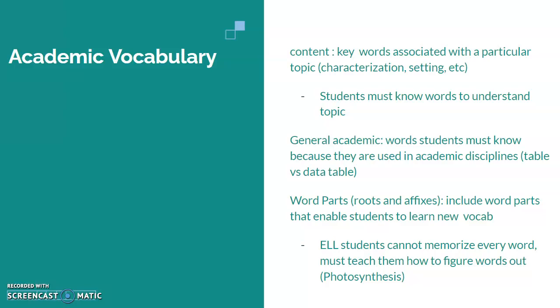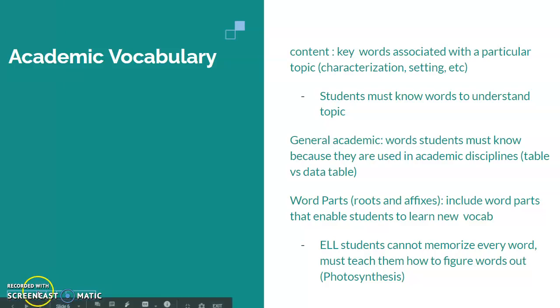The next category is word parts, and this includes roots and affixes. And this category is especially important for English language learners because it includes teaching students how parts of words can enable them to learn new vocabulary. Especially because ELL students often can't memorize every word right away, and so if you teach them how to break down words into their parts and teach them certain roots and affixes, then they can better understand a whole bunch of different words that they don't have memorized quite yet. This is like the word photosynthesis. If you can teach them what photo means, then it's easier for them to know what this huge word is.